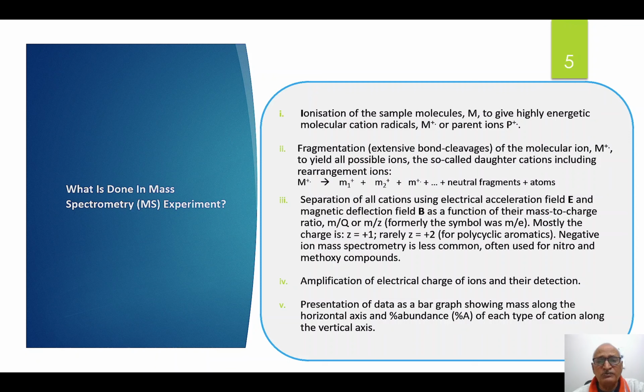Subsequent step is amplification of the electrical charge of ions and their detection. Then the data are received by a computer. Data are presented as a bar graph showing mass along the horizontal axis and percent abundance of each type of cation along the vertical axis. This kind of graphical display is called a mass spectrum.